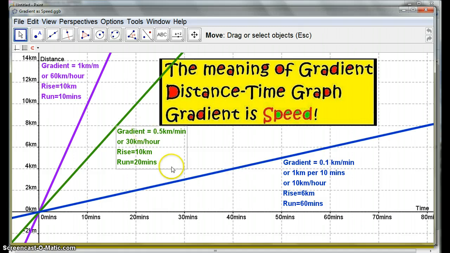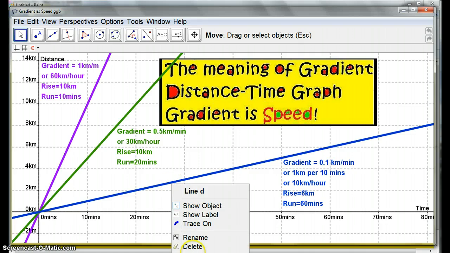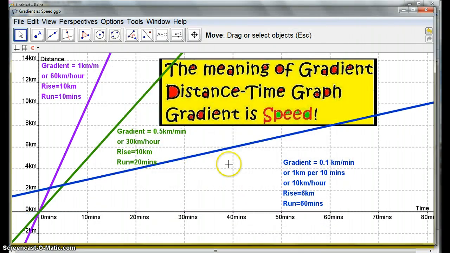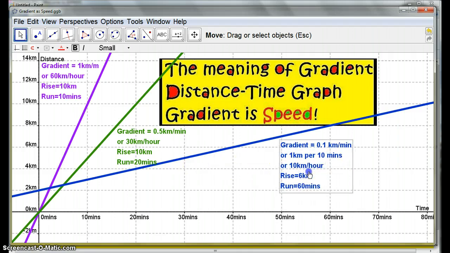Now I'm going to change this graph, line D, object properties. So line D, I'm going to go plus 2 to that graph. So what's happened is I haven't changed the gradient at all, but I've changed the y-intercept. So what would that mean in real life, that y-intercept? If this here is time and this is distance, and they're going from A to B, where did the blue person start?